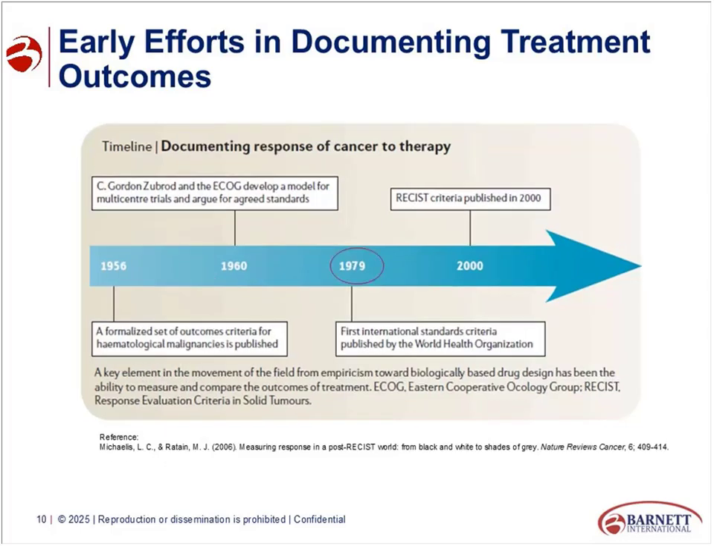So the first international standardized criteria that was published by the World Health Organization, that happened in 1979. And the WHO criteria summarized the minimum data required to allow for comparison across studies. This criteria defined exactly what constitutes a response, and they came up with 4 classifications: complete response, partial response, stable disease, and progressive disease.